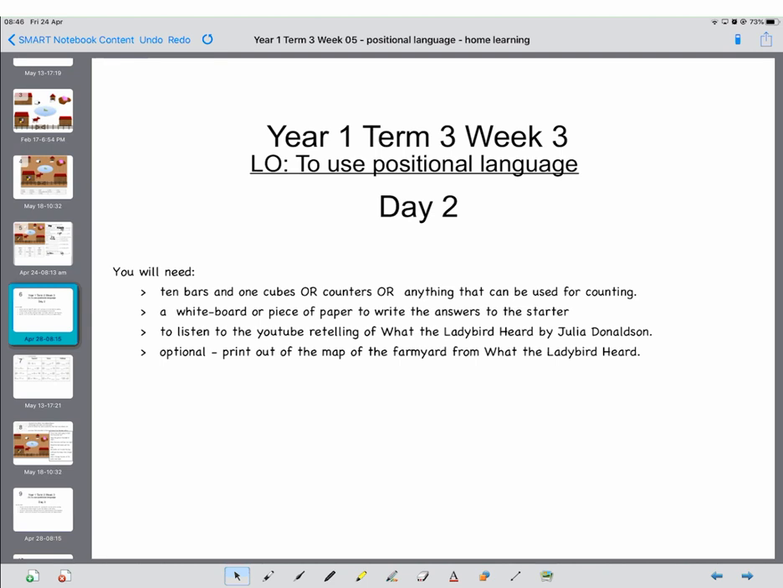Today, you're going to need counting equipment for the starter, and then you're going to need to listen again to the retelling of What the Ladybird Heard by Julia Donaldson. And optional, you might want to print out a map again of the farmyard or use the one that you had yesterday, because you can move your figure around, following the path that the thieves went, and you could, if you wanted to, draw out that map as well. So when you're ready for it to start, move the video forward.